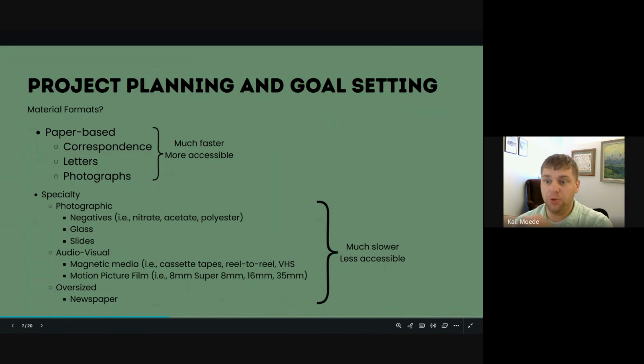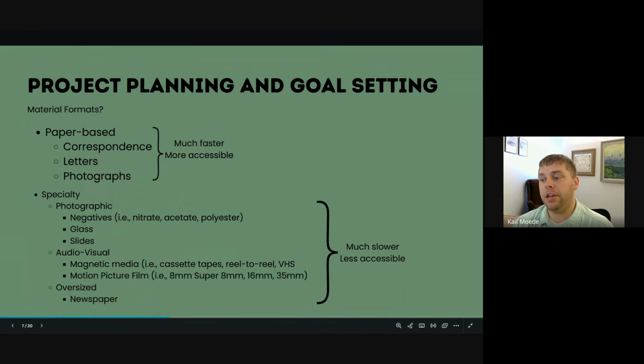But once you start getting into more specialty formats, when I say photographic, I'm talking negatives, glass slides, anything that's a transparency. That takes some specialty equipment that costs a little bit more. Again, audio-visual material, such as your magnetic media, like cassette tapes, reel-to-reels, VHS, U-matic tapes, those sorts of things. Again, you have to use legacy equipment to digitize those. So the entry into that is more complicated and more expensive. Motion picture film, like your 8mm, Super 8, 16, 35, those sorts of formats. Again, specialty equipment.